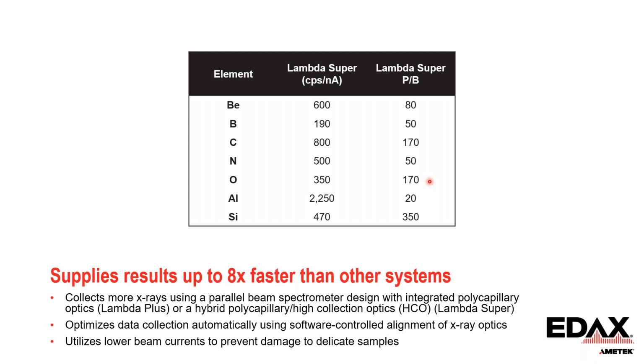Because we have very good signal intensity, you can utilize lower beam currents to prevent damage to some delicate samples.